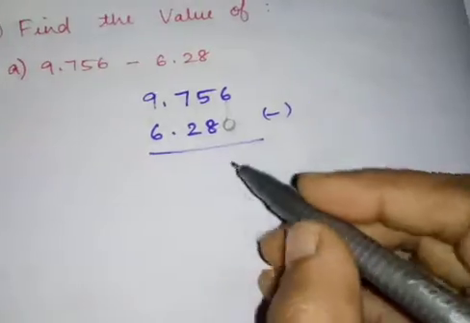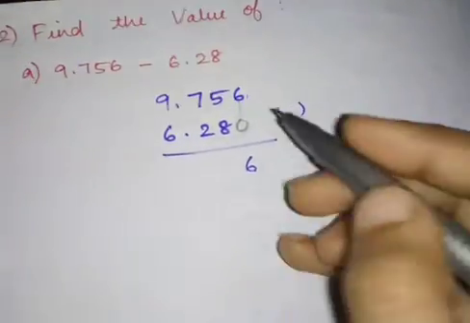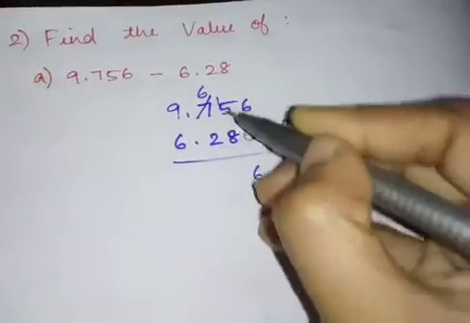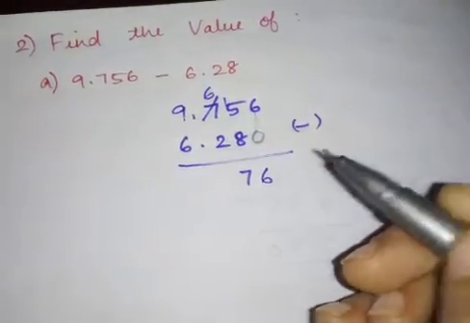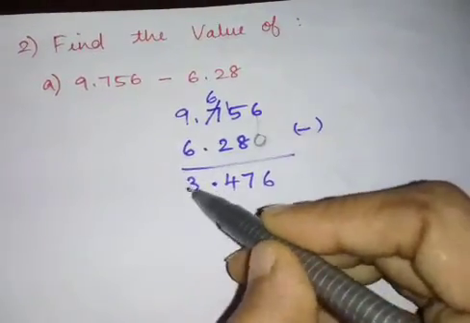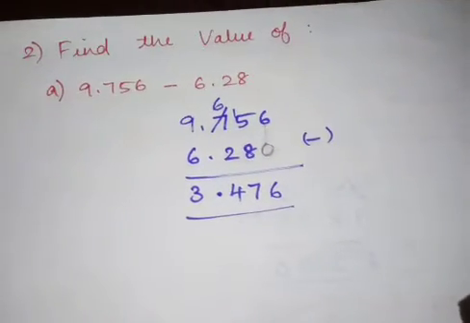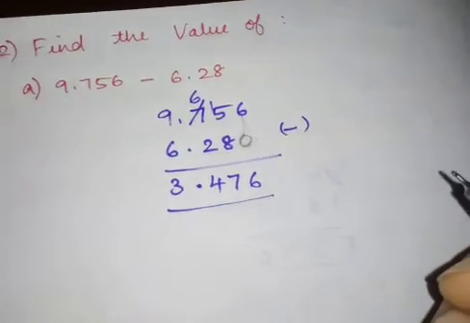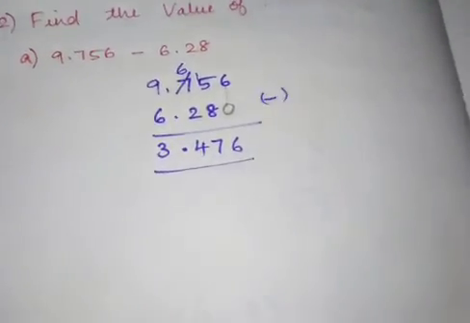So 6 minus 0, 6. 5 minus 8, can we do? No. So this will become 6, this 15. 15 minus 8 is 7. 6 minus 2, 4. 9 minus 6, 3. So what is the answer? 3.476. 3.476 is your answer. Next, B problem.